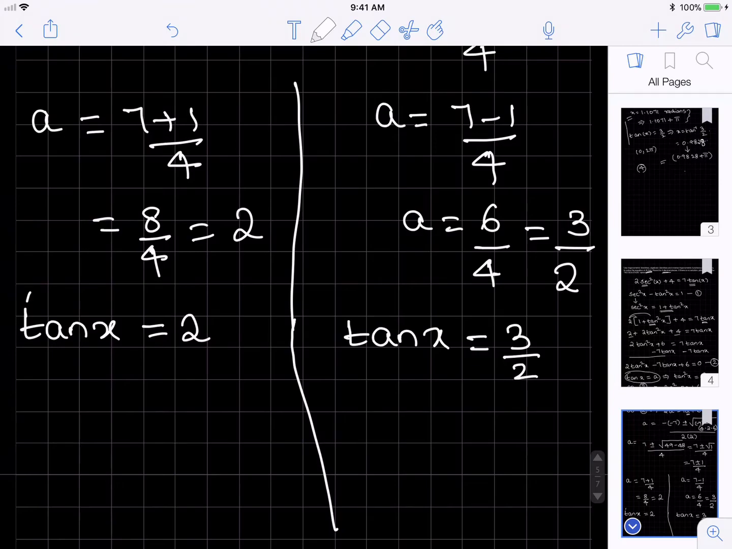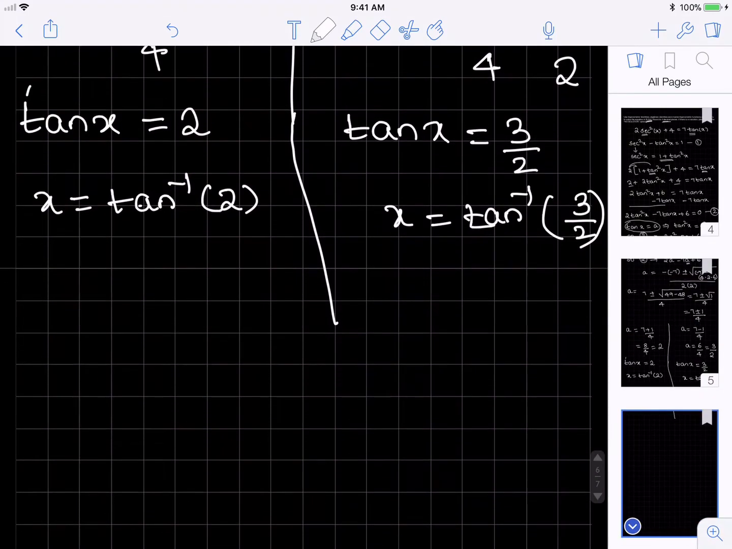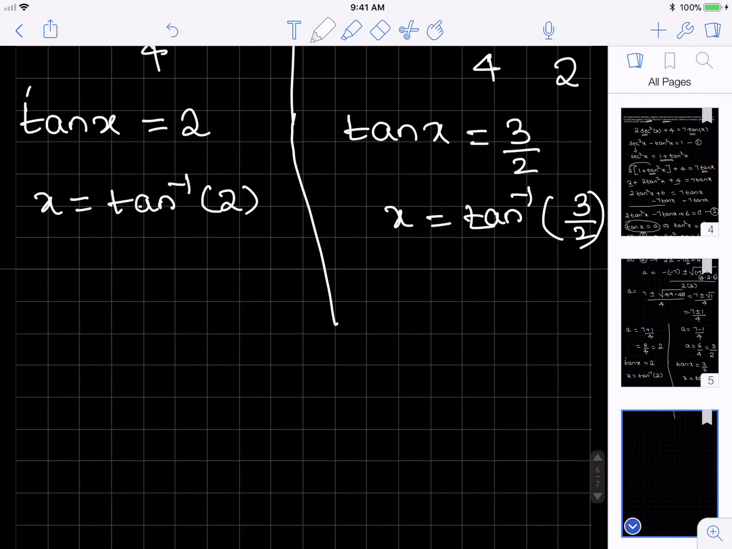Now here we use the inverse trigonometric functions and do the following. x will be tan inverse of 2 and x will be tan inverse of 3 over 2. So these are two different situations. We feel that these are two different answers.